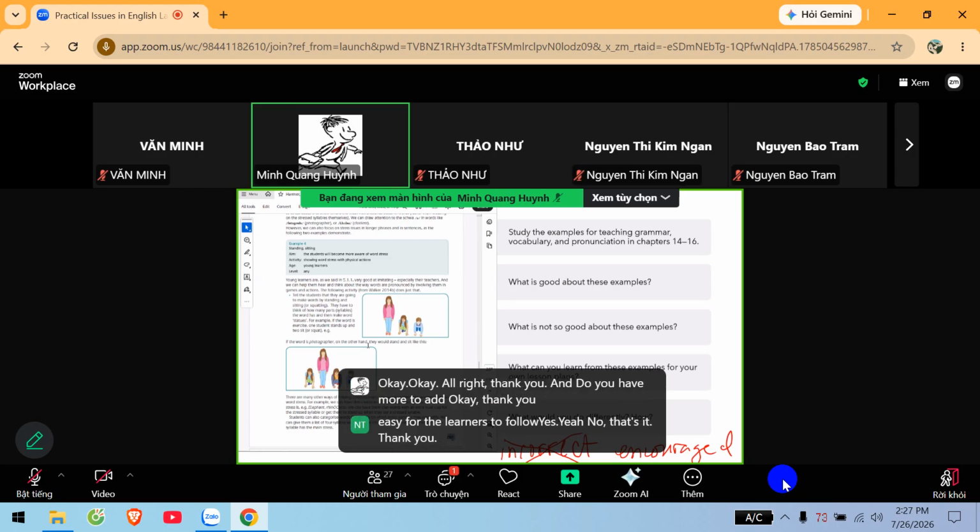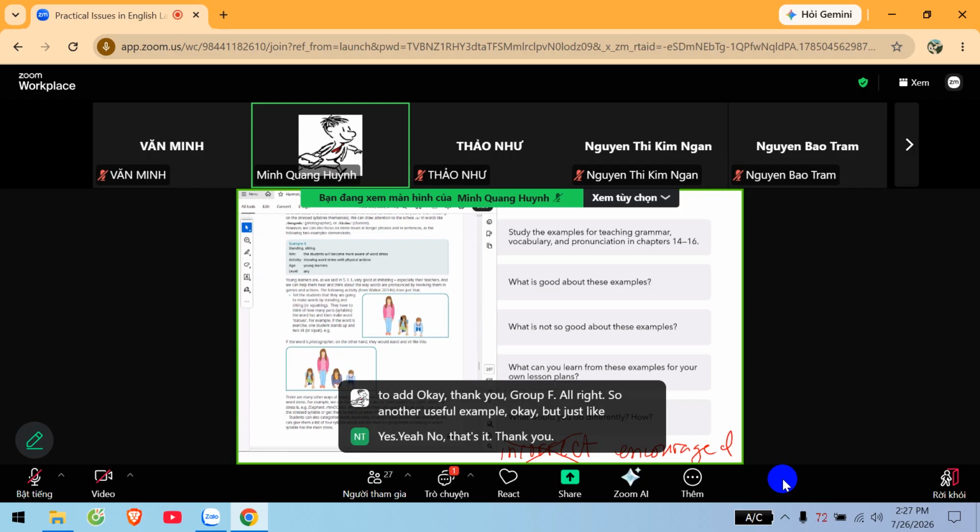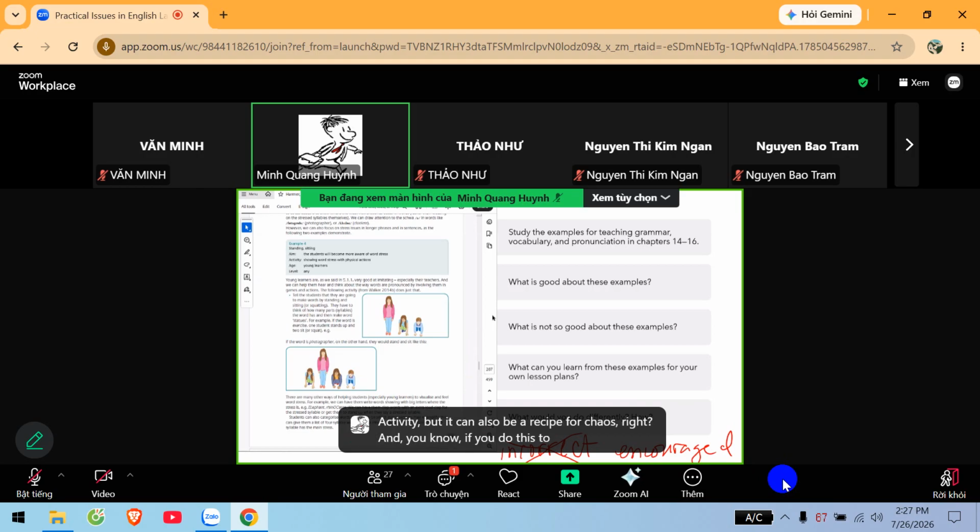All right. So another useful example, but just like Group F just mentioned, this may be interesting and useful for younger learners because it involves physical activity, but it can also be a recipe for chaos, right? And if you do this with adult learners, maybe they will not so enthusiastically enjoy the activity. But it is one idea to link physical activities to learning pronunciation.